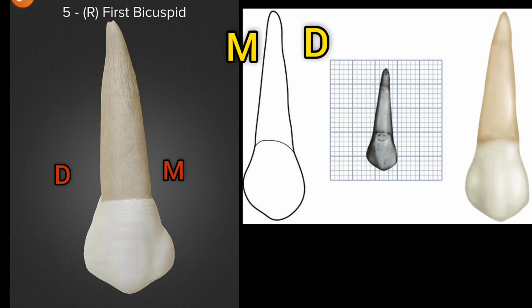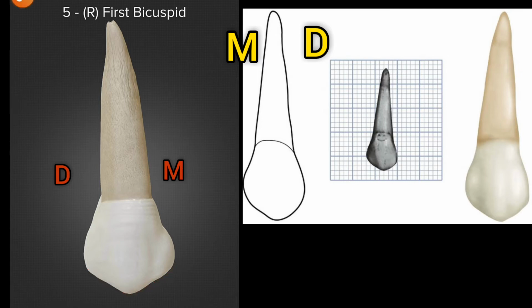Also, the mesial slope of the buccal cusp is straight and longer, while the distal slope is short and curved. So this is the mesial slope, and it is straight and longer, while this is the distal slope, and the distal slope is curved and short when you compare it with the mesial slope.